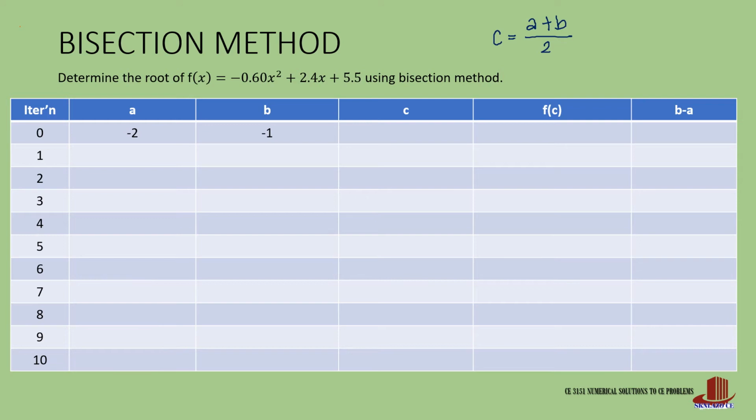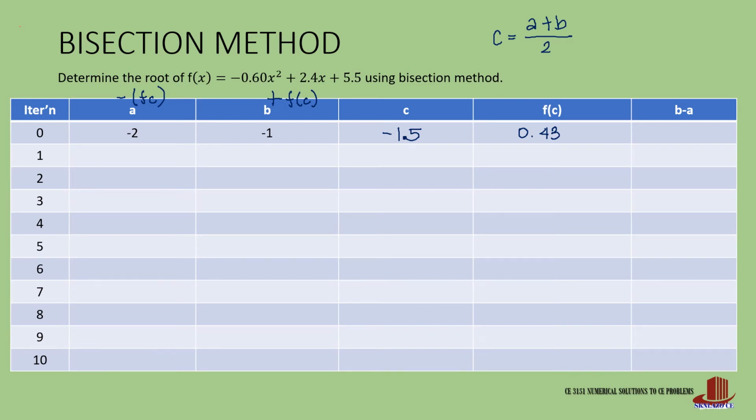So, for the first iteration, we can have c equal to negative 2 and negative 1 divided by 2, which would give us negative 1.5. Plug this value into our equation, and we would get positive 0.43. The positive sign would mean that we would need to reduce the upper limit. In order for you not to forget, positive sign of f of c would be changing the upper limit, and the negative sign coming from f of c would have to change the lower limit.